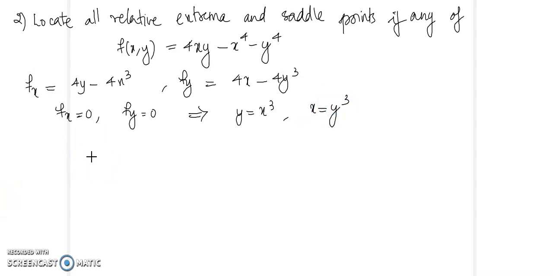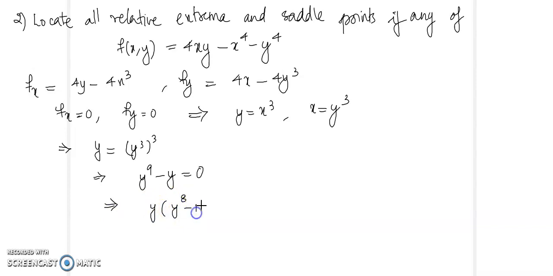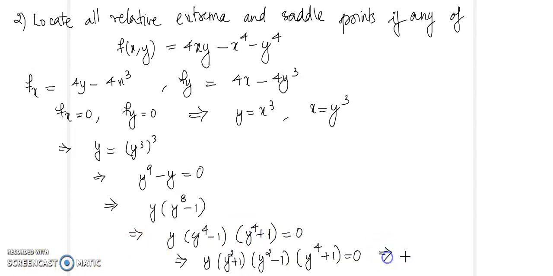Now substitute one equation into the other. So y will be equal to y cubed whole cubed, which implies y raised to 9 minus y is equal to 0. Do not cancel out y, because that is going to give us a 0. So that is y into y raised to 8 minus 1. So you will get y into (y raised to 4 minus 1) into (y raised to 4 plus 1). The roots will be y equal to 0. The other two we will not get real roots, so find out the real roots only. So y will be 0, 1 and minus 1.